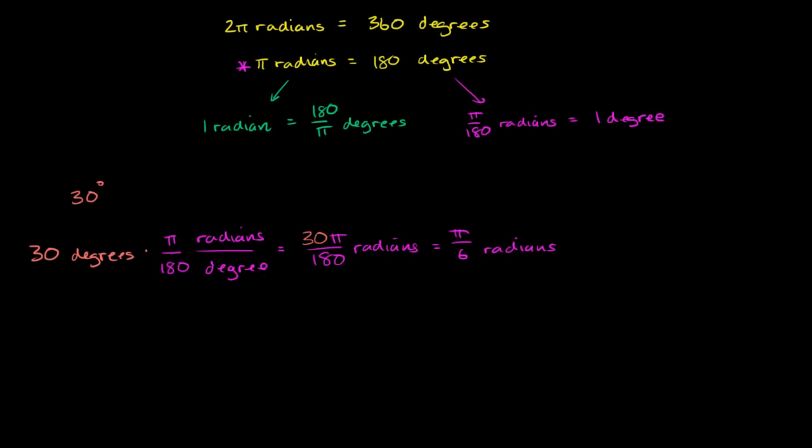Now let's go the other way. Let's think about if we have pi over 3 radians, and I want to convert that to degrees. So what am I going to get if I convert that to degrees? Well, here we're going to want to figure out how many degrees there are per radian.